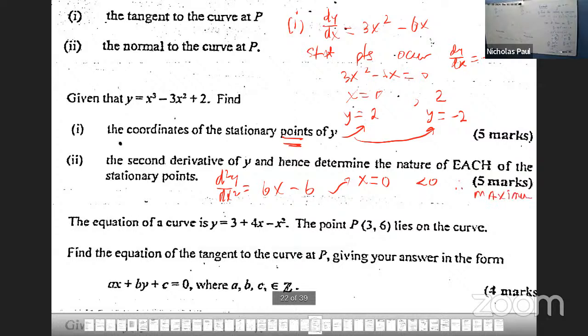Honestly, you don't need the exact value. You just want to tell them if it's less than or more than 0. When x is 2, you'll get 12 minus 6, which is more than 0. Therefore, minimum. That's it. It can't get easier than that. You got through that? Copy it down. Let's go again.